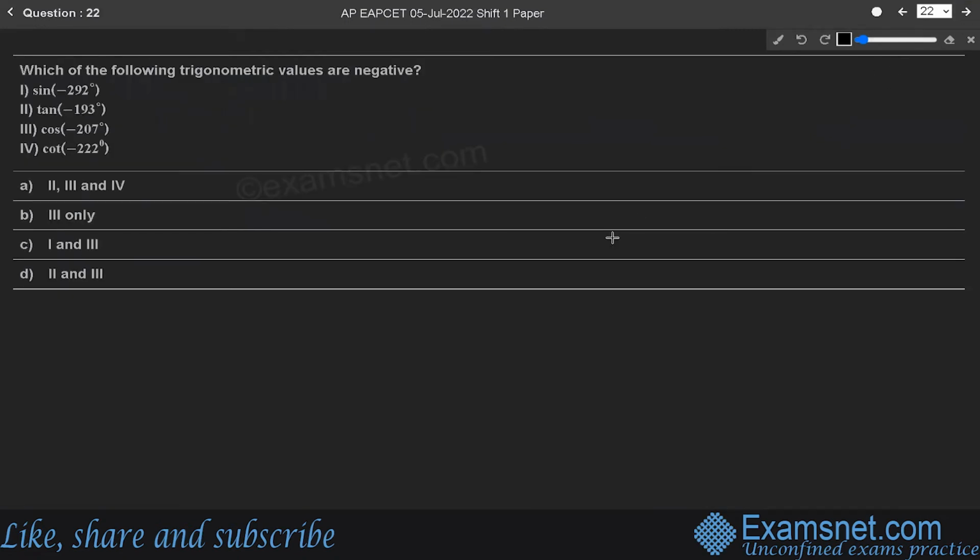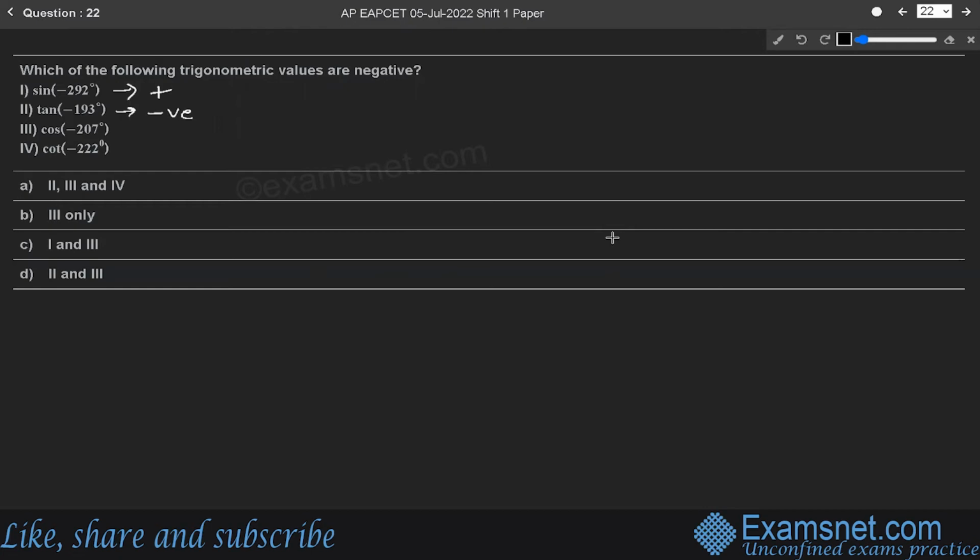Next question is also from trigonometry. Which of the following trigonometric values are negative? First value is sin of minus 292 degree. Sin of minus 292 degree is in the first quadrant. All the trigonometric functions are positive here. So the first value will be positive. Second is tan of minus 193 degree. Tan of minus 193 degree is in the second quadrant. Sin is positive and cos is negative here. So tan is also negative.